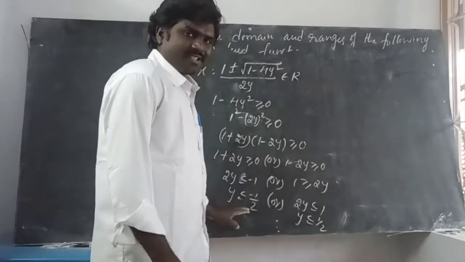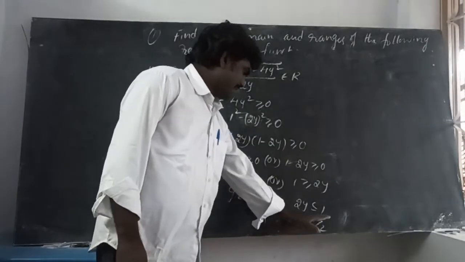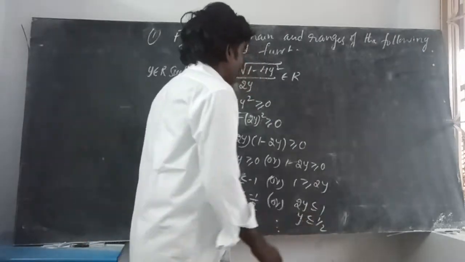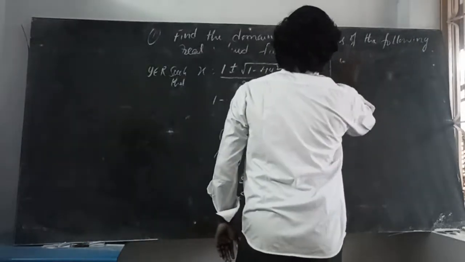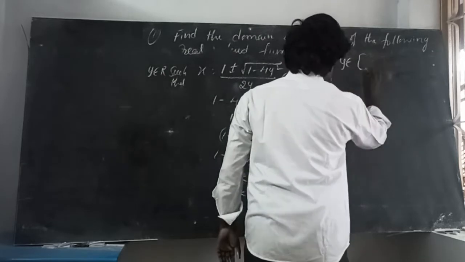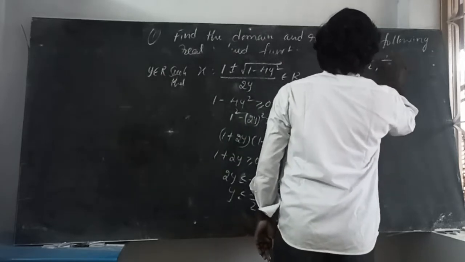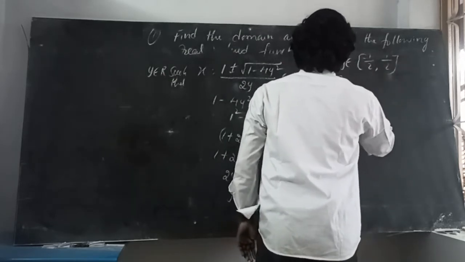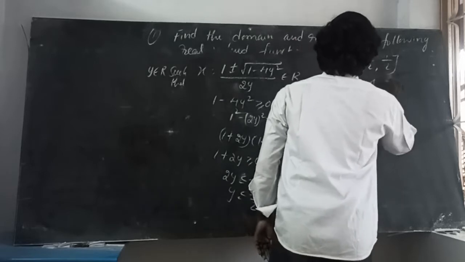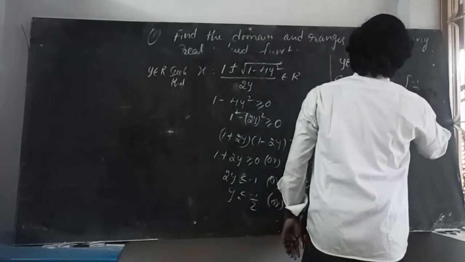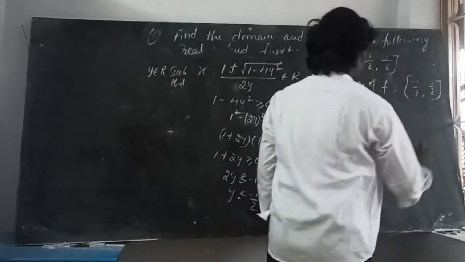Here minus 1 by 2 less than or equal to y less than or equal to 1 by 2. Okay, so y belongs to the closed interval minus 1 by 2 to 1 by 2. So the range of the function is minus 1 by 2 to 1 by 2.